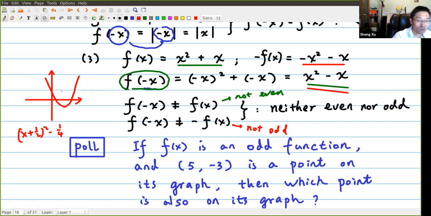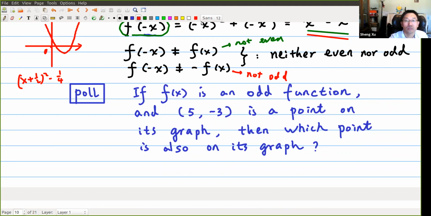So the graph looks like this. Clearly it's not symmetric about the y-axis. If you flip this graph around the y-axis, you don't get the same thing, right? So it's not symmetric about the y-axis. It's not symmetric about the origin either, right? You can have a lot of functions like this, that are not even and not odd either. Odd and even functions are kind of special functions, with special properties. Is that clear?